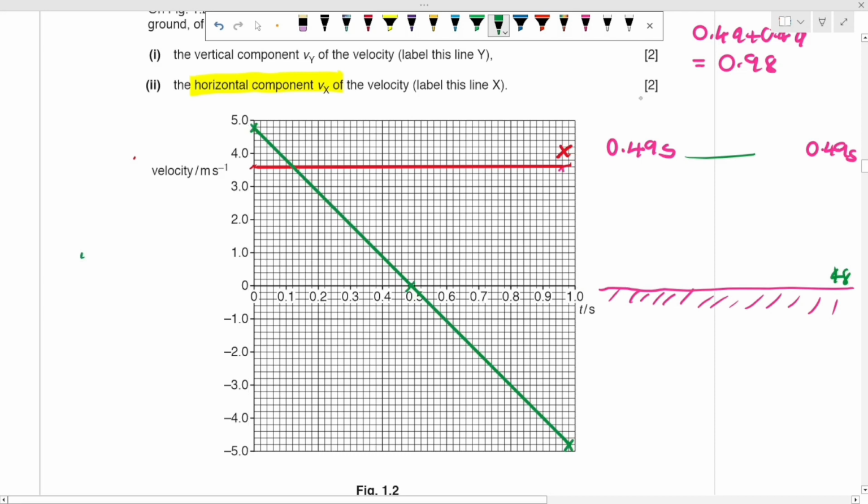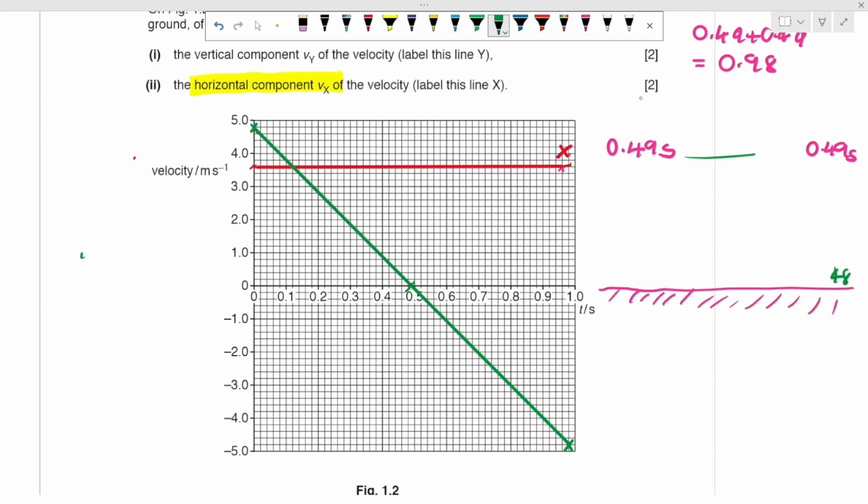So it will be easy for you because you have an actual sharp pencil. Always make sure that the line is very, very sharp. As Cambridge expects, they need a straight line for the first mark that passes through 0 and 4.8, and then it goes through 0.49 and 0. And then it must continue with the same gradient up until -4.8 and 0.98. Then you get your second mark.